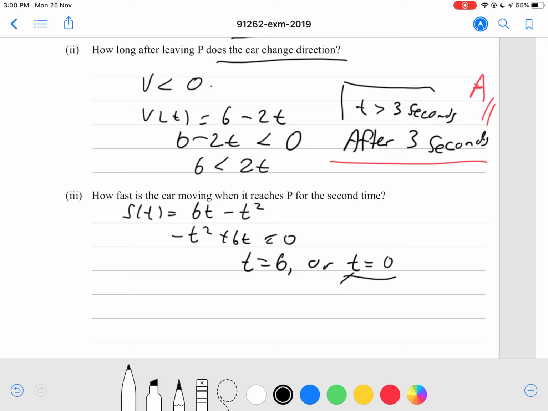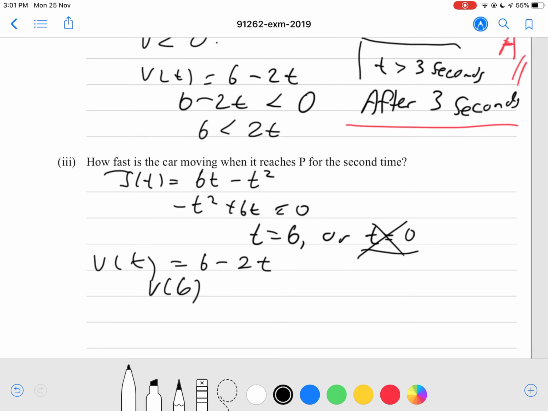So we can eliminate t equals 0 because that's the first time it reaches P, because it starts at P. It moves in one direction, and then after about 3 seconds, it changes direction, and then after 6 seconds, it would have reached back at P. Alright, so that's our time. We're not quite done. We have to go to our v of t now, because it says how fast is the car moving. So v of t equals 6 minus 2t.